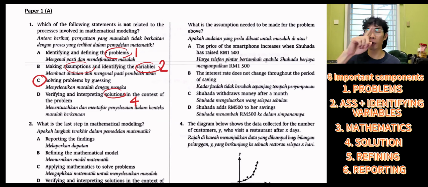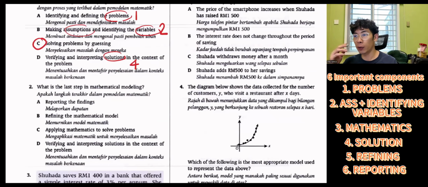Okay, the third one, important word starts with M. Very good. And the next one, yes, mathematics, you're right. Form 1 to Form 5 context. Then after that, next, what is it? Very good, solution. Let me tell you something. Solution is basically your function, basically a formula. Then the next one, refining, and finally reporting. Okay, now number 2, tell me what's the answer.